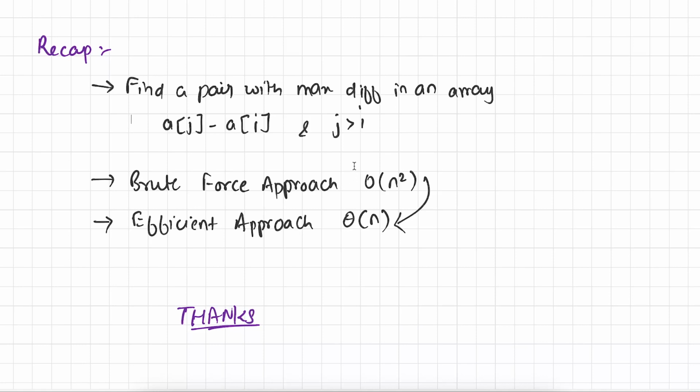And you can see that we have significantly reduced the time complexity from n square to n, because this is a quadratic order of growth and this is a linear order of growth. So I hope now you have a good understanding of how to find a pair with maximum difference in an array.